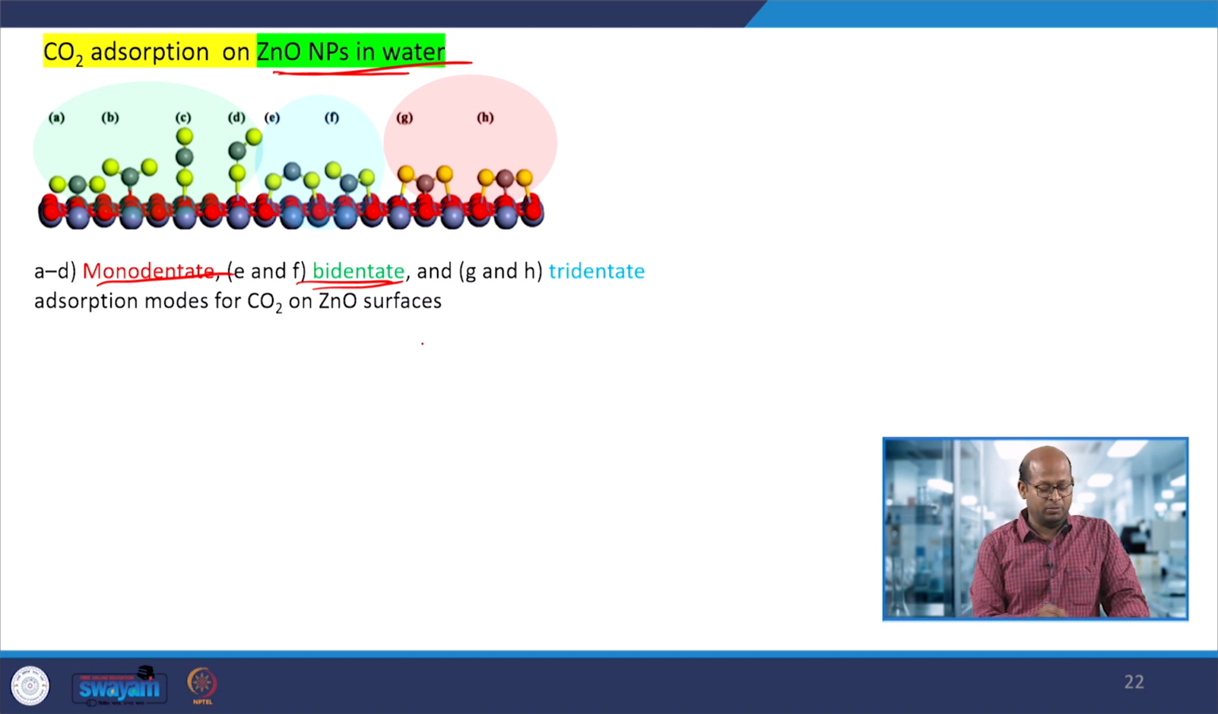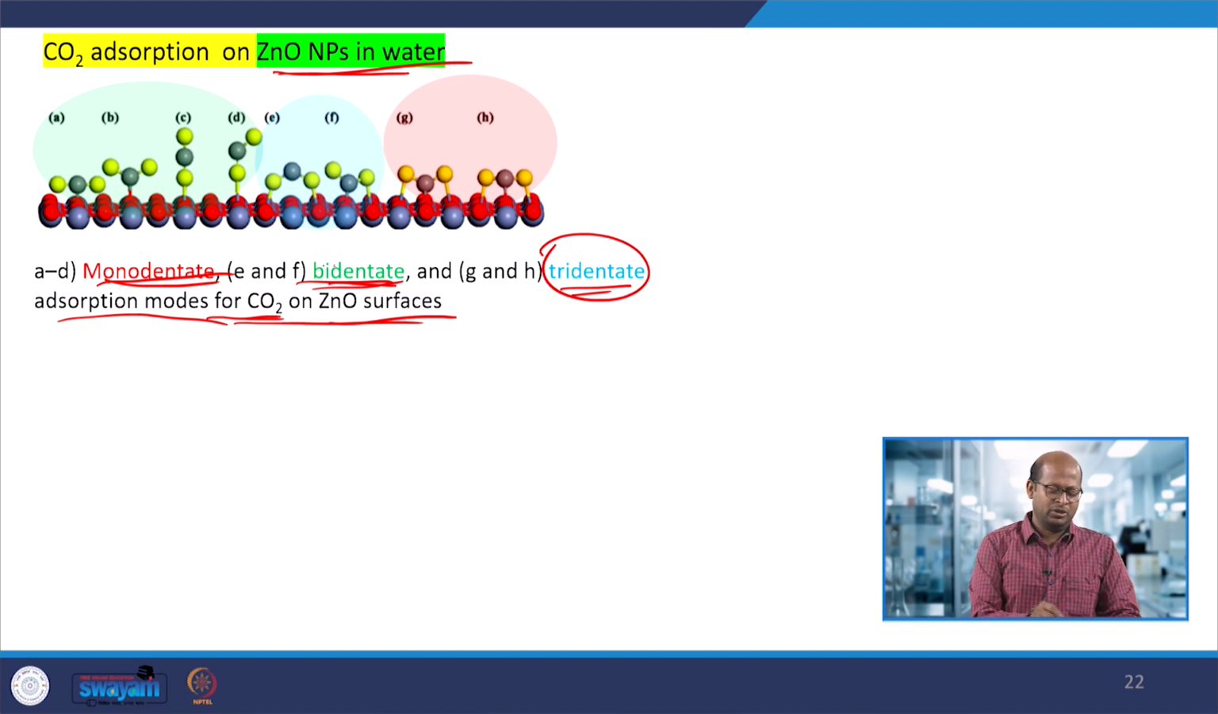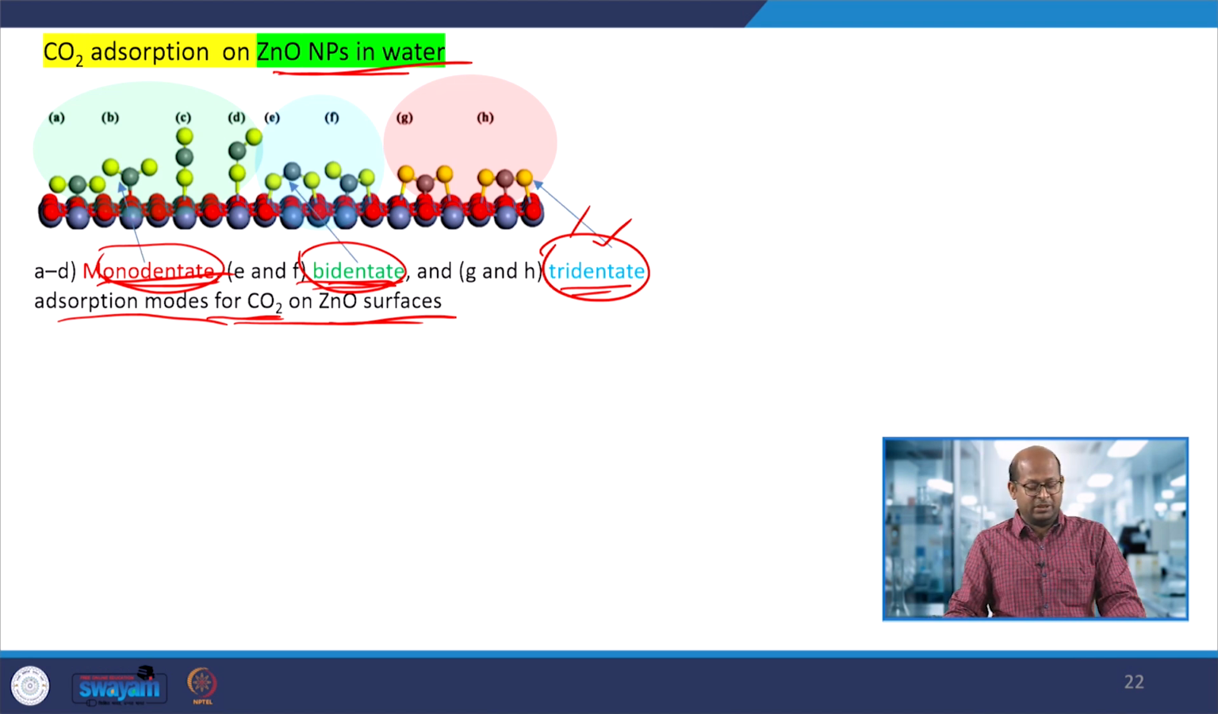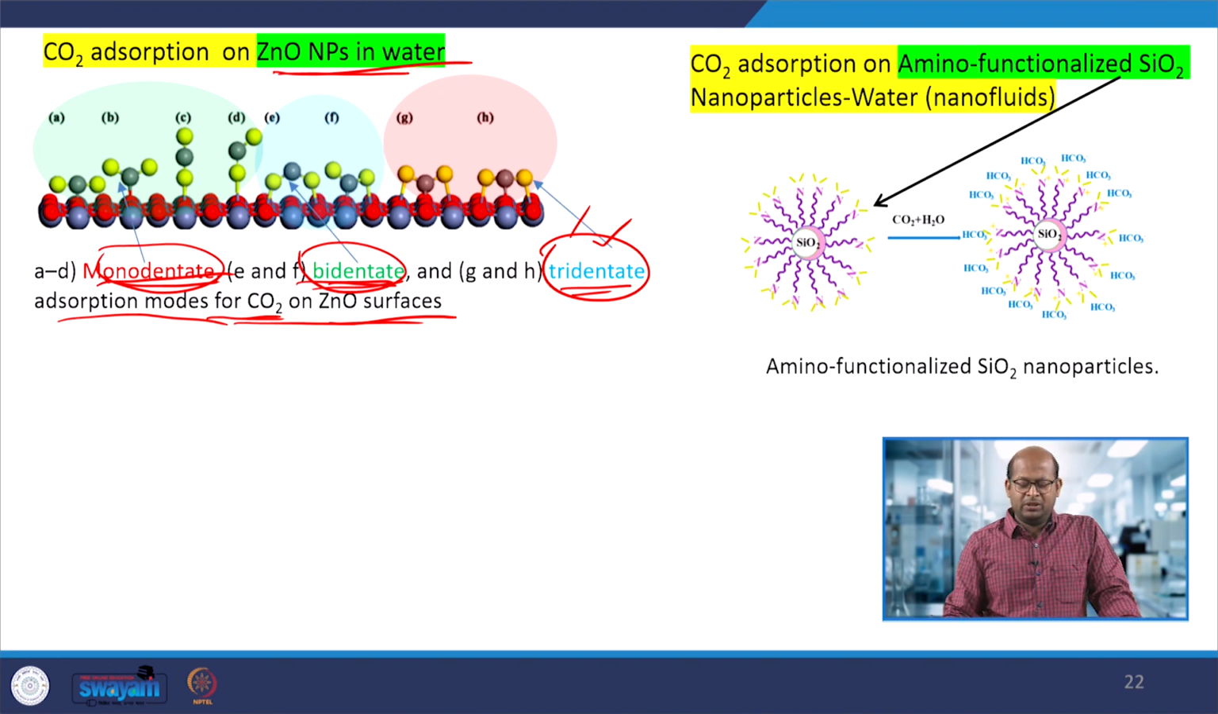It forms monodentate, bidentate or tridentate types of structures, and that is the adsorption mode of CO2 on the oxide nanosurface. So, there are different modes, bidentate, monodentate or tridentate, in which CO2 gets adsorbed over the zinc oxide nanoparticles that are present in water. Okay. So, similarly, amino functionalized silica.